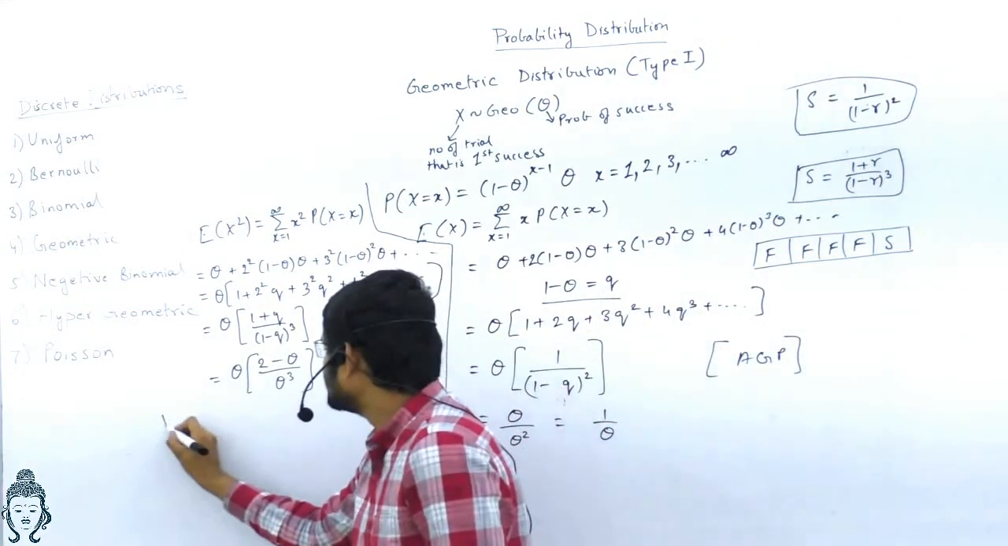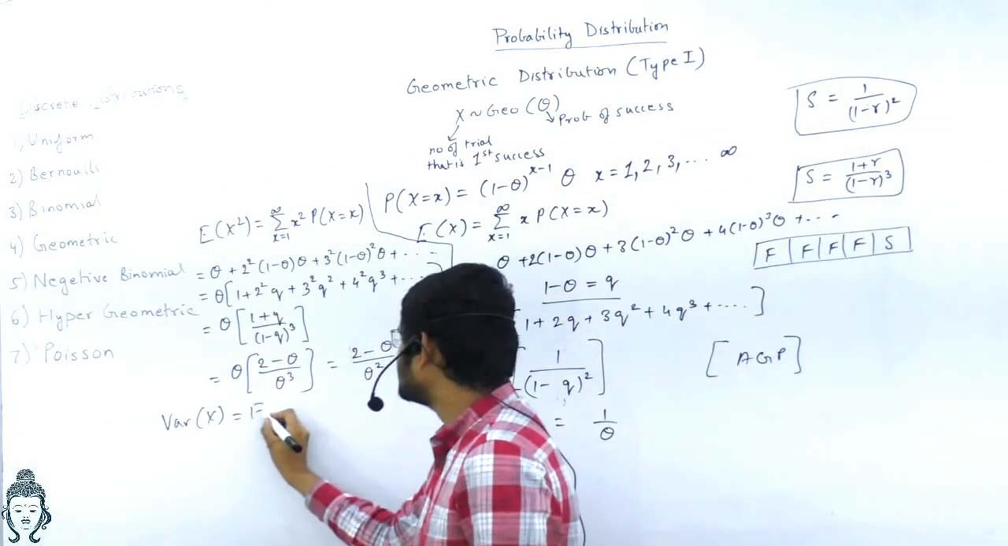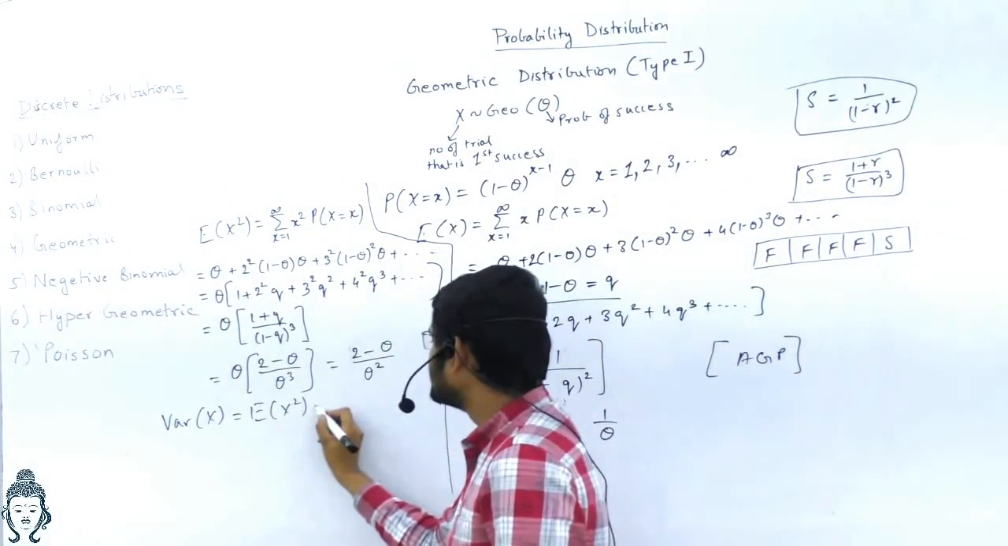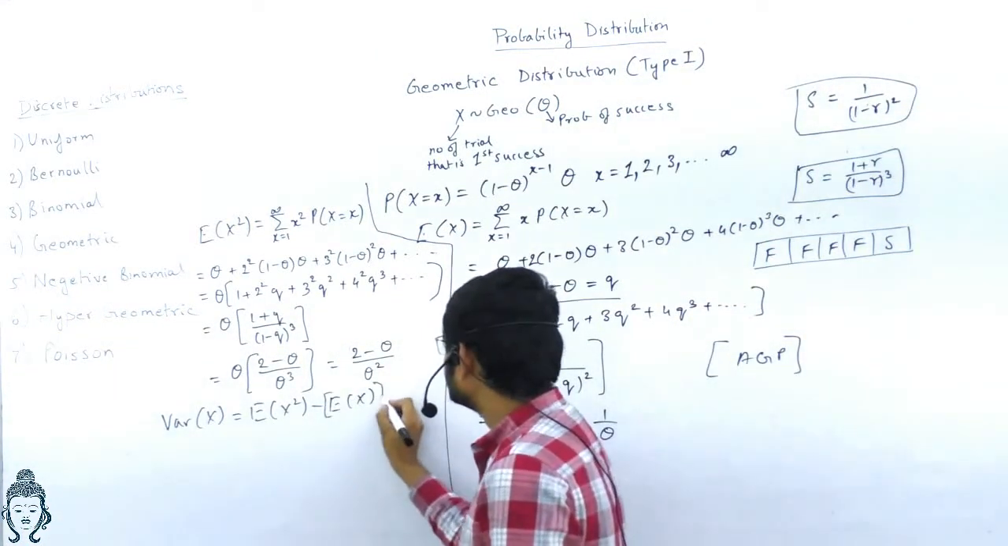So what will be our variance? Variance of X is nothing but expected value of X square minus expected value of X, the whole square.